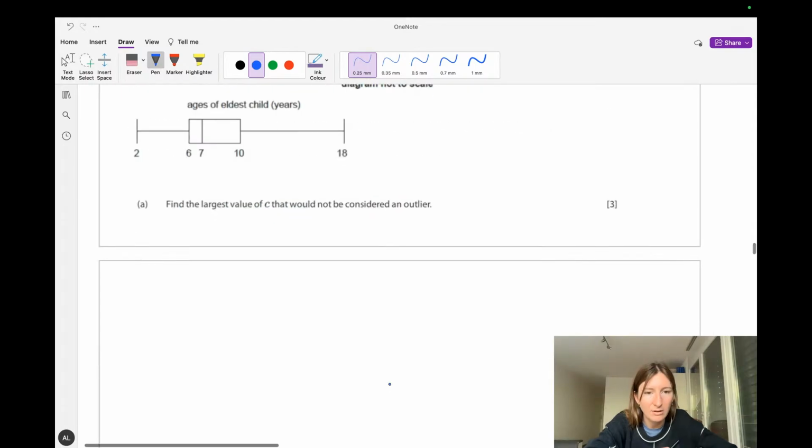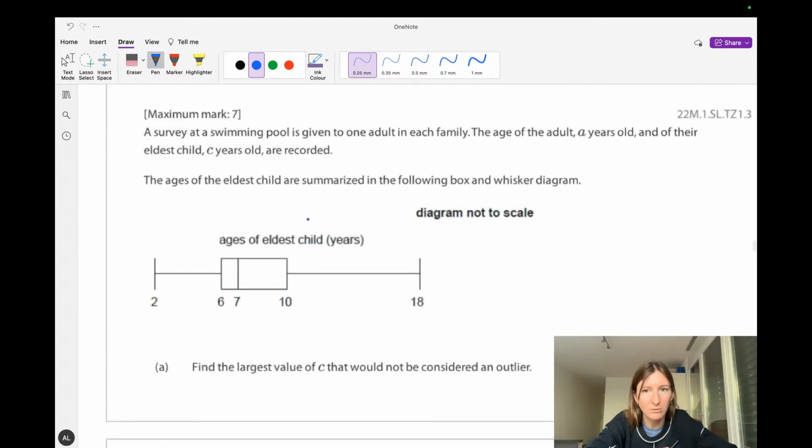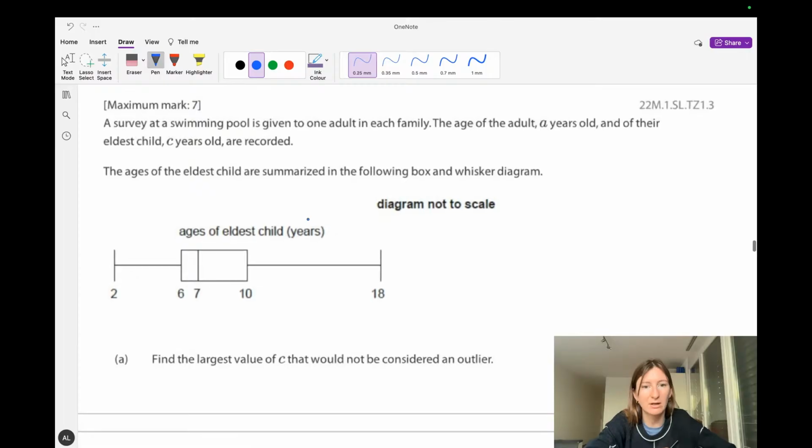Okay, I'm over time, but I just want to do one more question because this is also one that looks like a complicated question, but it's not. So we have a box plot. I'm not going to go through the situation, but find the largest value. C is actually important. So let's go through this. The age of the adult A years old and of their eldest child C years old are recorded. So these are the ages of the eldest children.